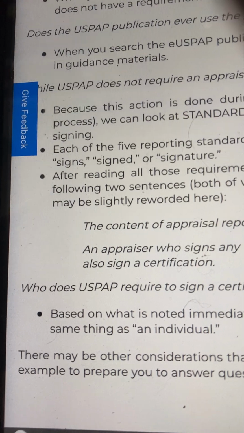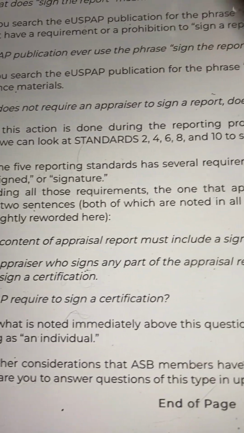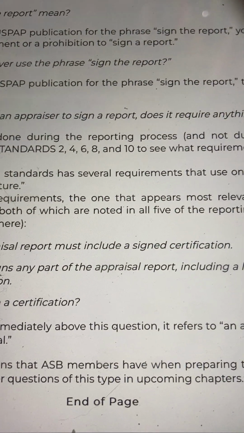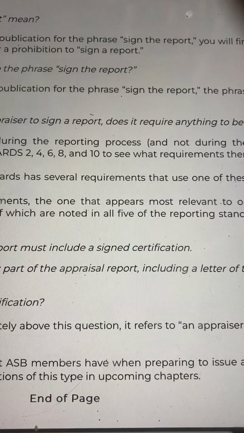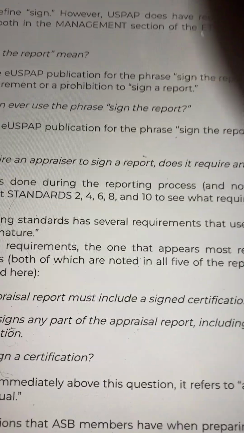This is an example to prepare you to answer questions on this type in upcoming chapters. End of page.